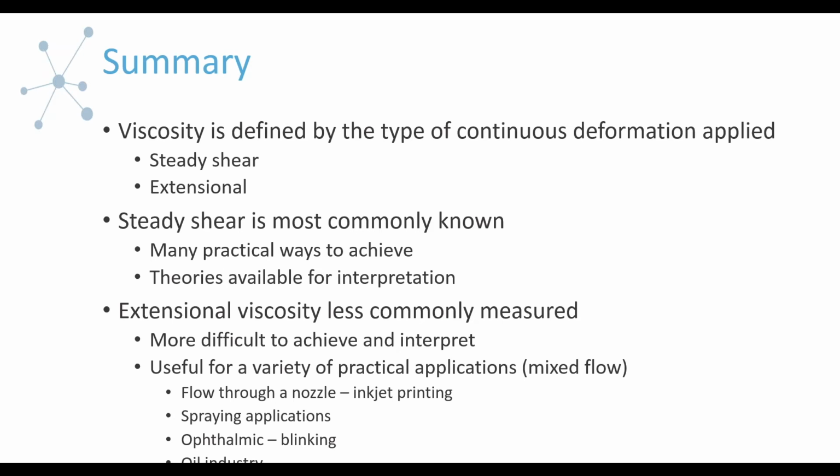Some examples of where you might use extensional viscosity in real life applications are, for example, flow through a nozzle, such as in inkjet printing, or any sort of spray applications, which would be similar to the nozzle. There's been some discussion on whether, in the blinking cycle, as the eyelids separate from each other, there's also some extension occurring. So in ophthalmic formulations, it might be interesting. And then also, many of our customers with the extensional chip work in the oil industry.